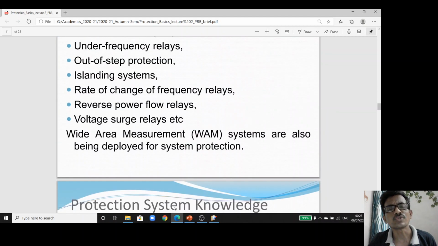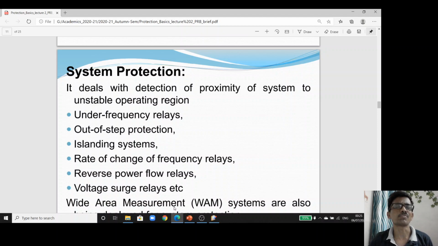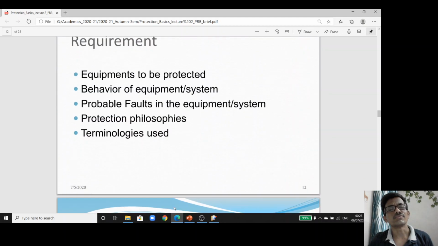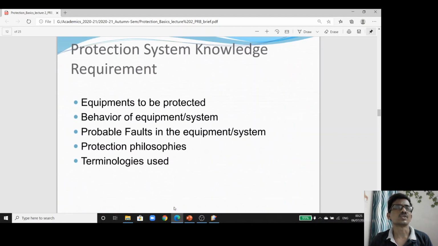So when we need to provide protection to any element of a power system, what basic information do we need? Suppose I want to provide protection to the transformer, to the alternator, to the transmission line, or to the induction motor. What basic knowledge must I have? That is, the equipment to be protected, the behavior of that equipment or system, its operation under normal condition and under abnormal condition, that we must know, and its construction we must know.